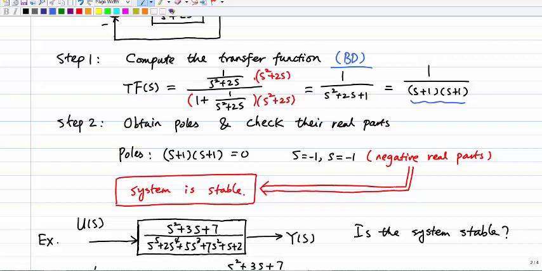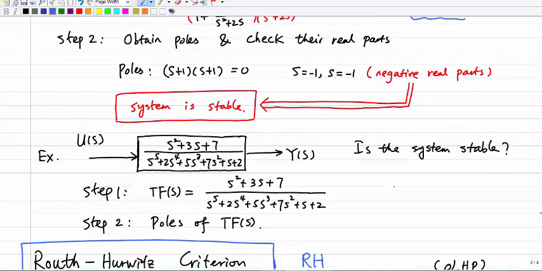Now let's go to the next example. It's a more complex one. What if I have a more complex example? I still have U(s) and Y(s). I directly give you a transfer function, so you don't have negative feedback or anything like that. Of course, you might have a more complex one with a unit feedback. Let's say this is the transfer function you are given: s squared plus 3s plus 7 divided by s to the 5th plus 2s to the 4th plus 5s cubed plus 7s squared plus s plus 2. That's my transfer function.